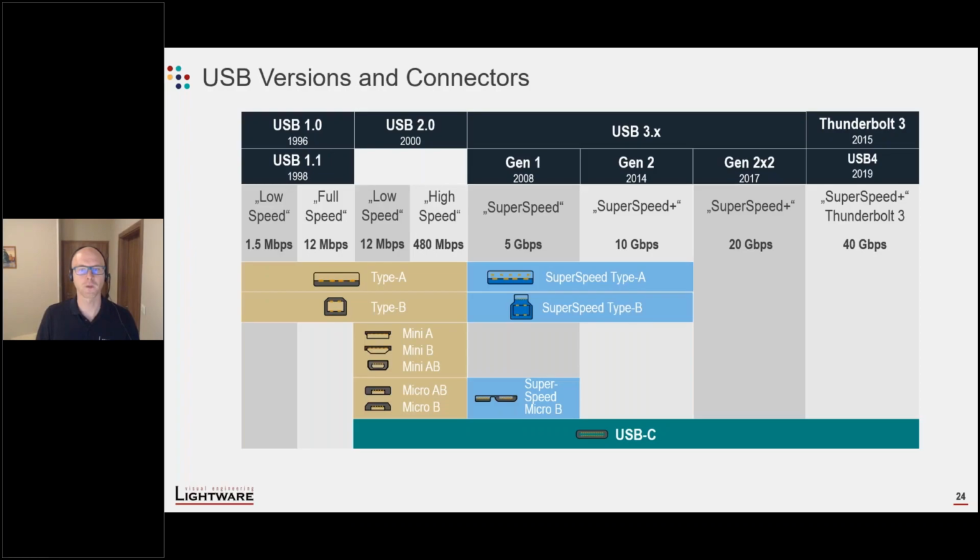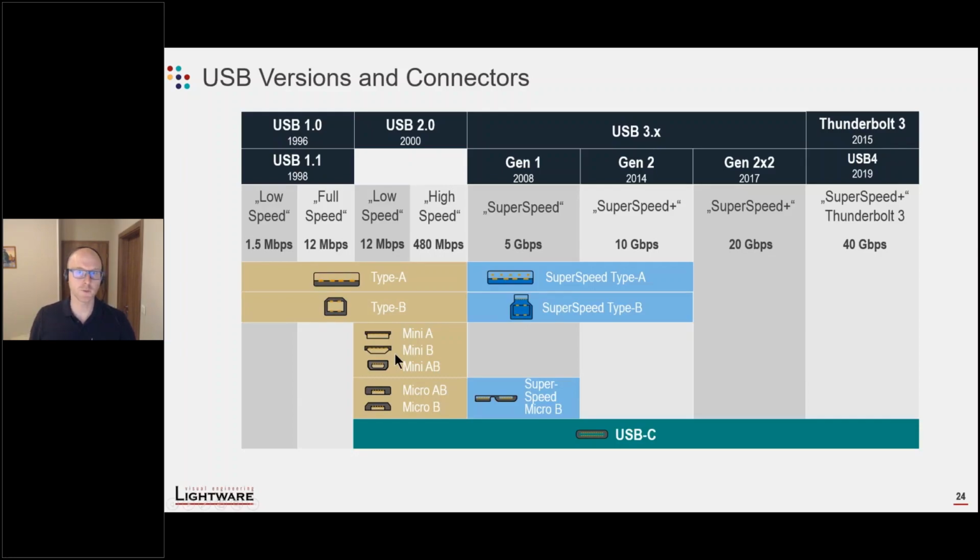Here are the different connector types and which version of USB they supported. The normal Type A and Type B supported everything up to USB 2.0, and then they were replaced by SuperSpeed Type A and Type B. They could only go up to 10 gigs because they only have one TX and RX pair, so nothing higher than that. USB 2.0 had mini and micro USB connectors as well.